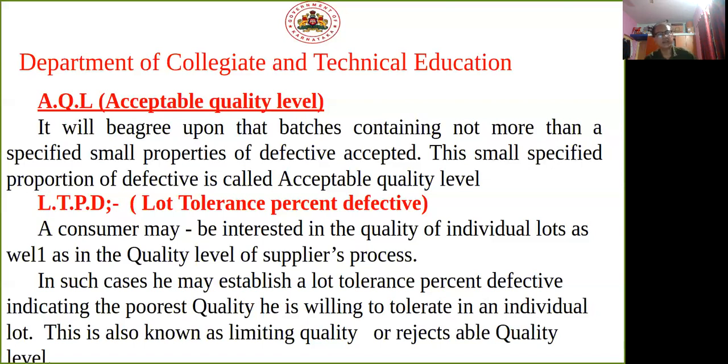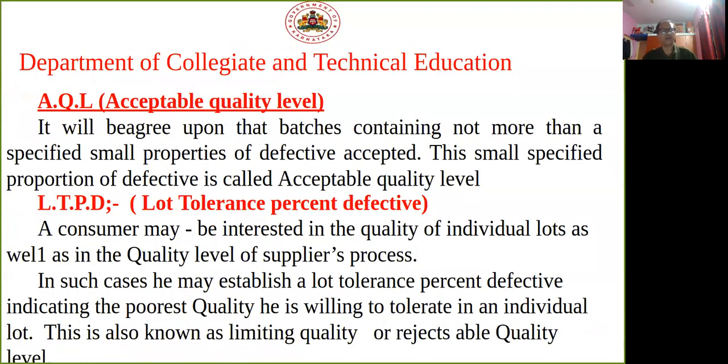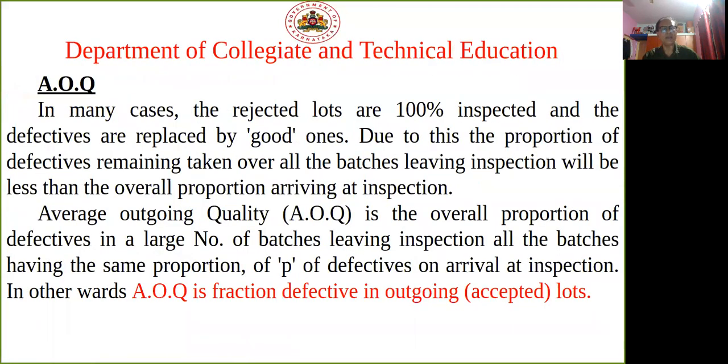These are the two important points that will be located on the OC curve. The first vertical dotted line in the OC curve shows the average quality level, and the second dotted vertical line, drawn at the point 10, indicates LTPD. So that is about the AQL and LTPD.